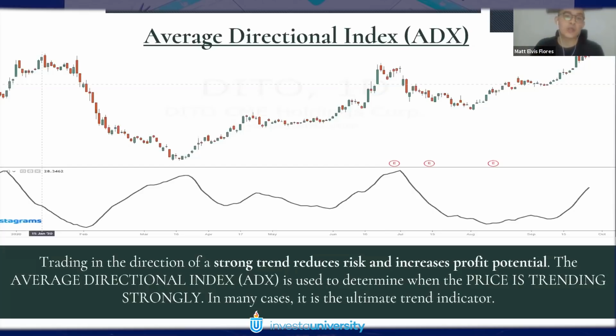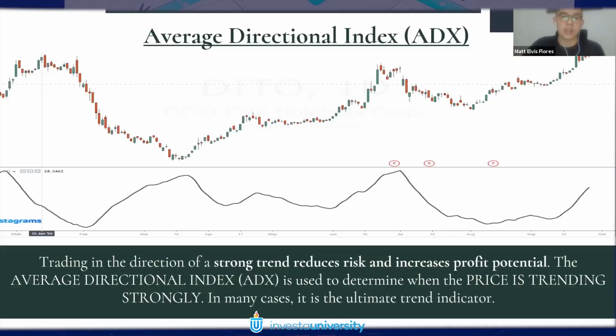This is where the average directional index, or ADX, comes in, because it is used to determine when the price is trending. Meaning it's trending either upward or downward. Trending strongly. In many cases, it is the ultimate trend indicator. Once you see a higher ADX, the potential is that it will move faster, either upward or downward.